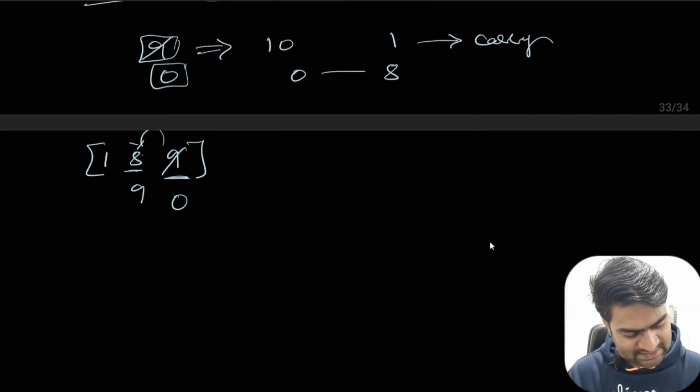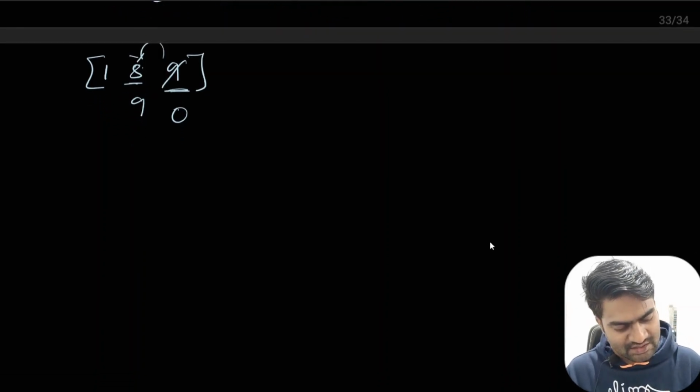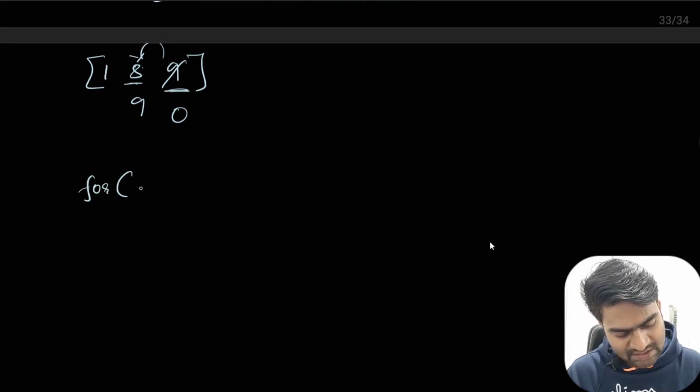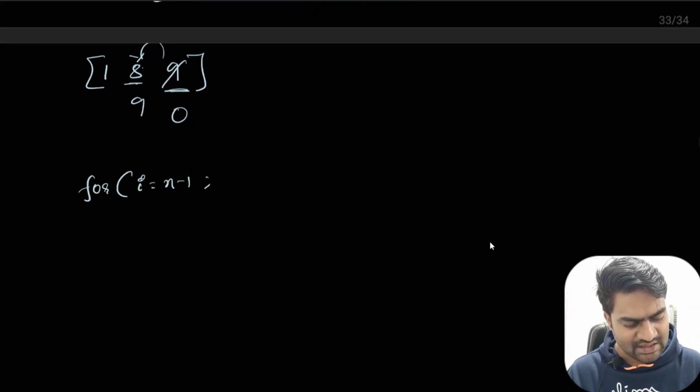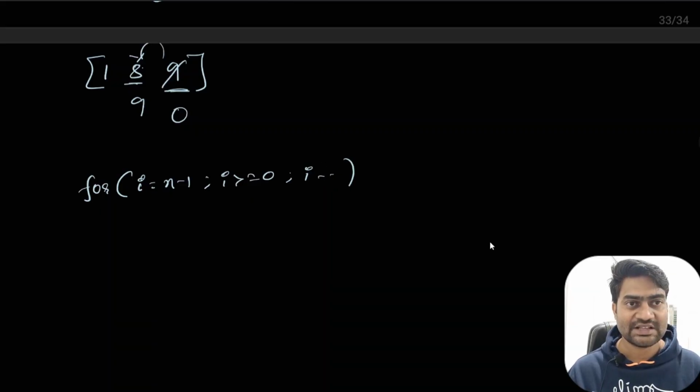Okay, let us try that. So let us use a for loop for i equal to n minus 1, i greater than or equal to 0, i minus minus, not plus plus, it is minus minus. We will start from the last digit. Why from the last digit? It is clearly mentioned in the problem statement, right? The digits will be in their proper order from maximum priority value to the minimum priority value.